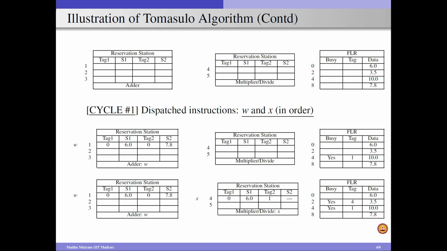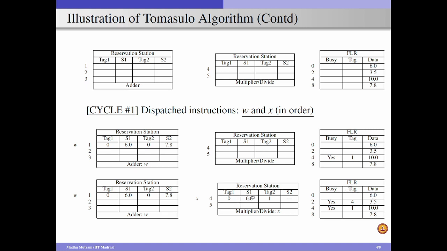One is R0, and R0 is available readily from the floating point register file, because when it goes to the register file to read the value of R0, the busy bit is not set, the tag bit is not set. So, as a result, we can directly read the value from the corresponding data field of the R0 register, that is 6, and we are supplying the 6 here.